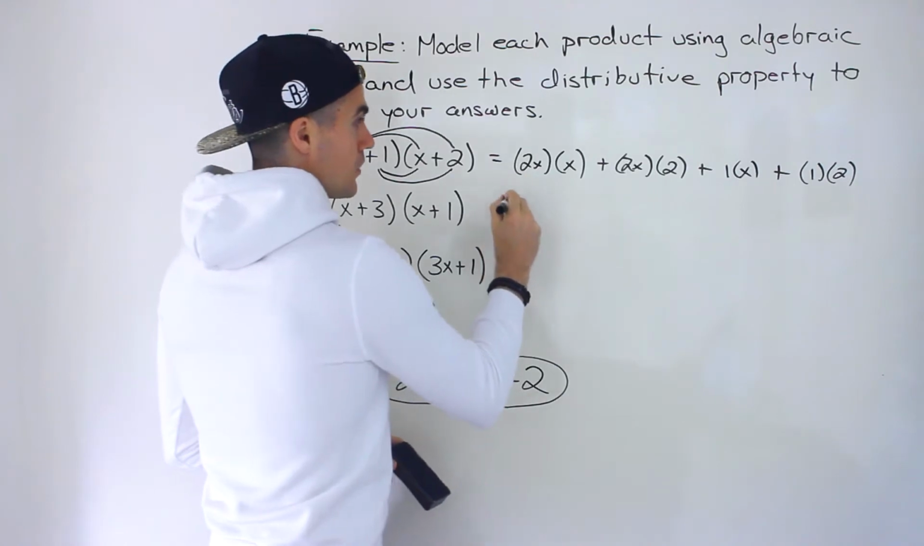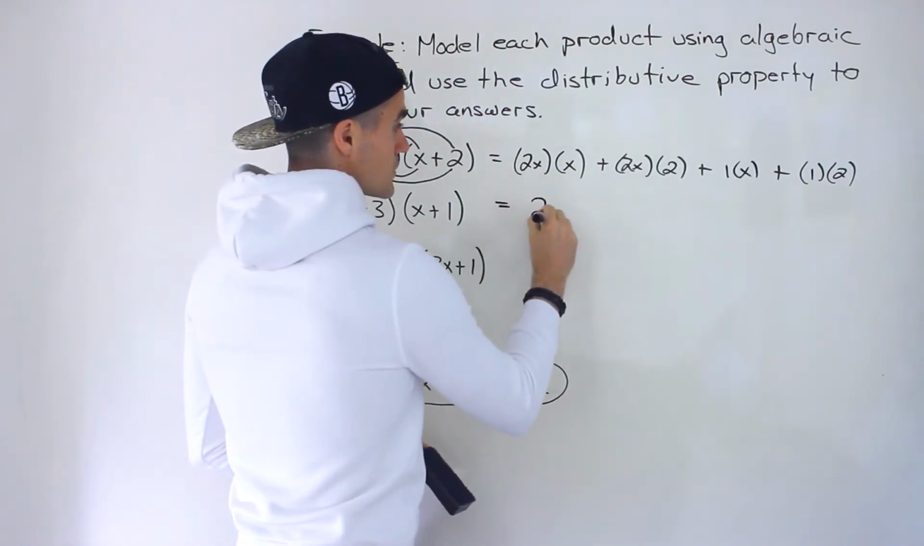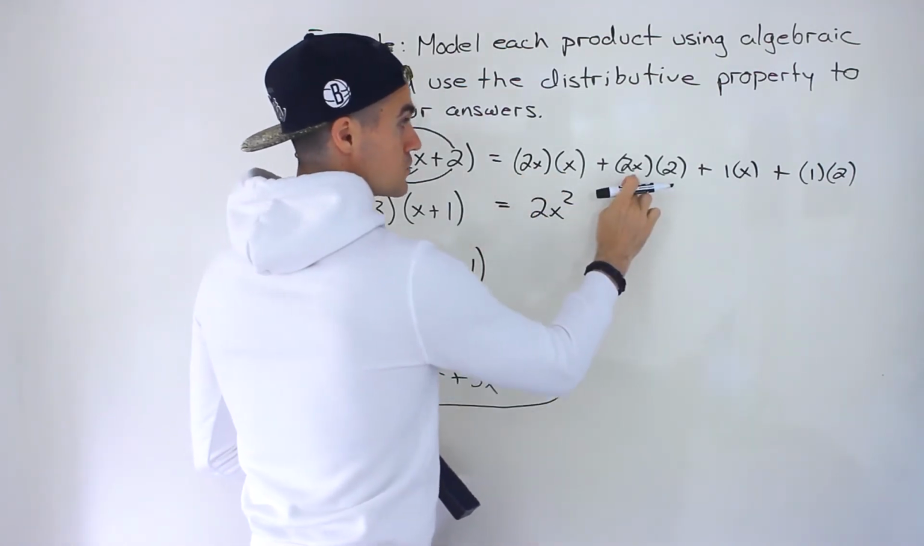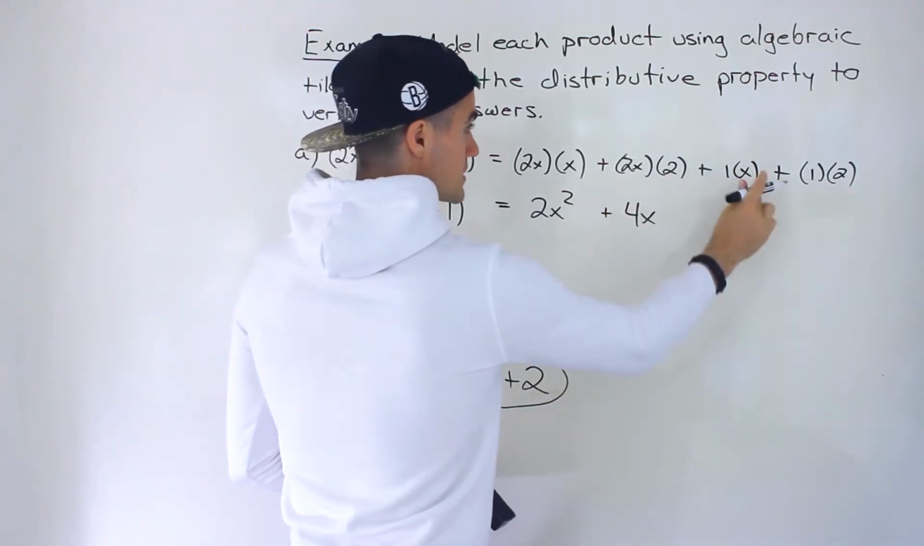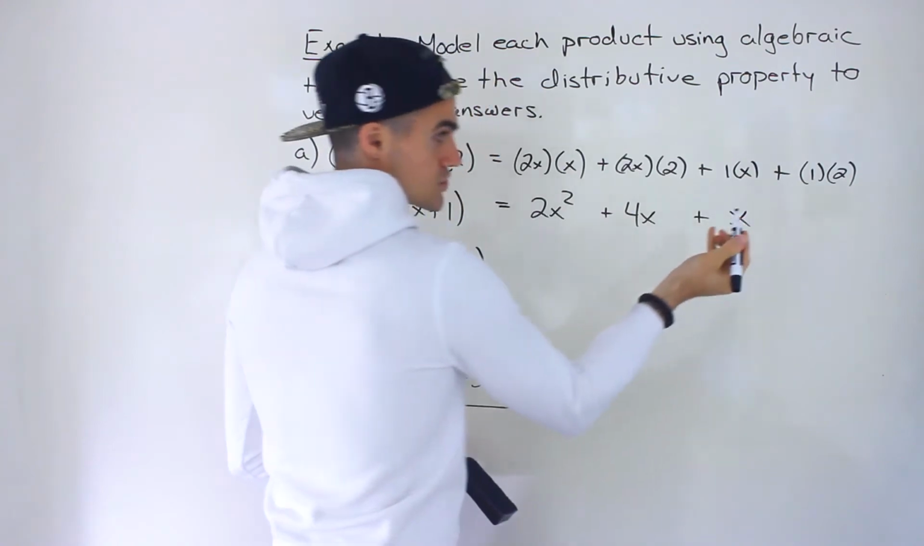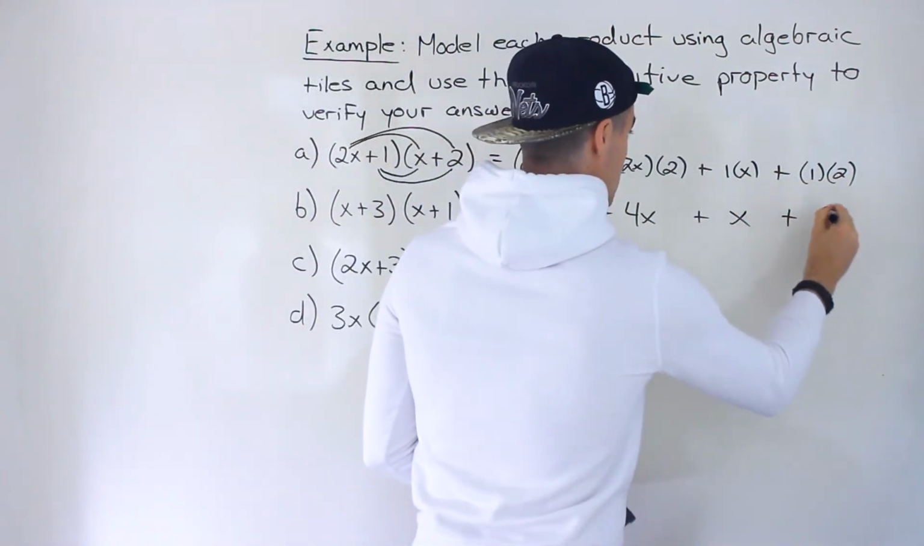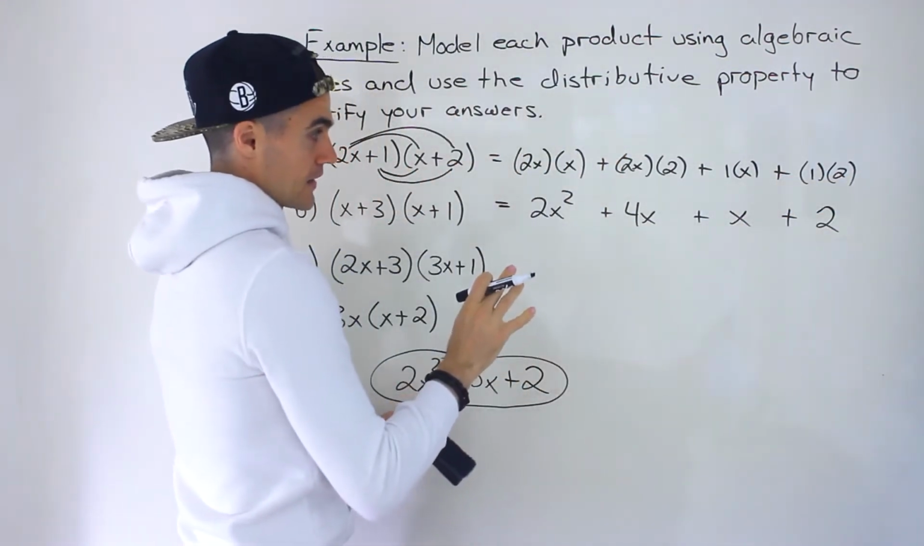And so from here, what we could do, 2x times x would give us 2x squared. 2x times 2 would give us 4x. 1 times x would just give us 1x, or just x by itself. 1 times 2 would give us 2. And then you want to add up the like terms.